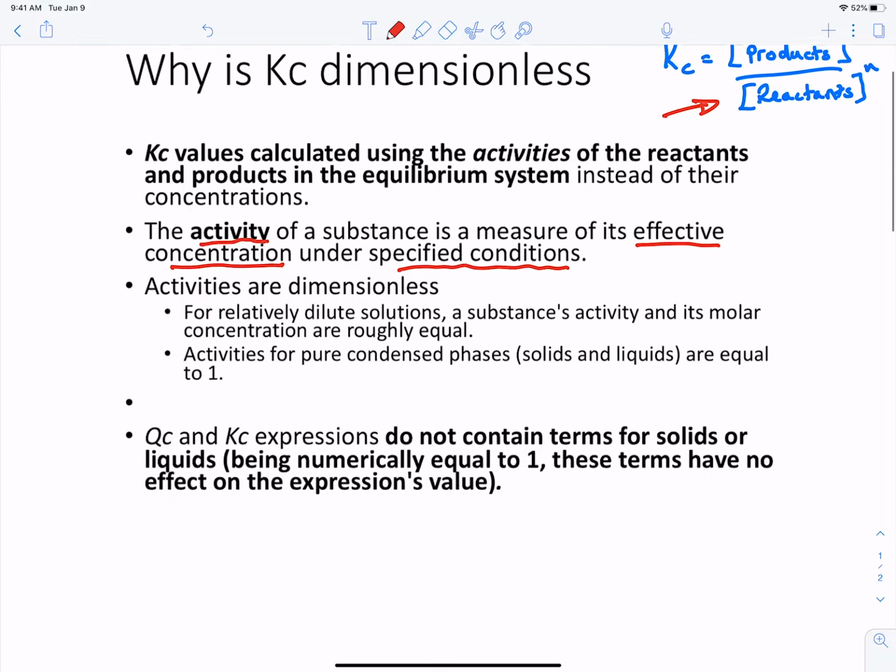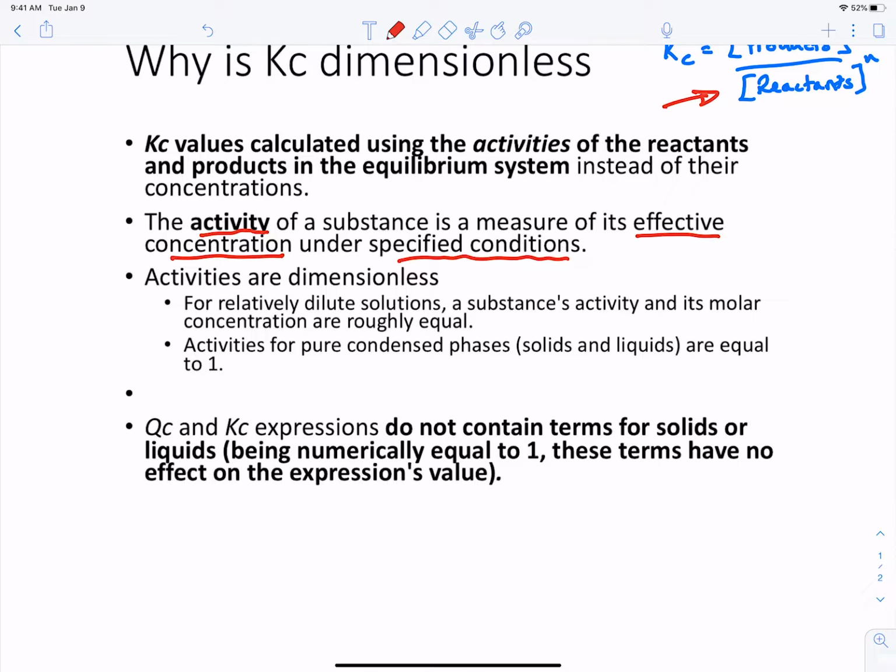And so what we're basically saying is that for relatively dilute solutions, a substance's activity and its concentration are roughly equal. And that's typically what we're working with, relatively dilute to very dilute concentrations. If we're talking about things that are extremely concentrated in a solution, this begins to deviate from what Kc is.